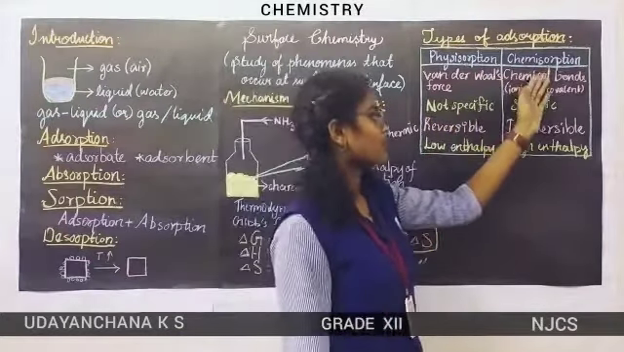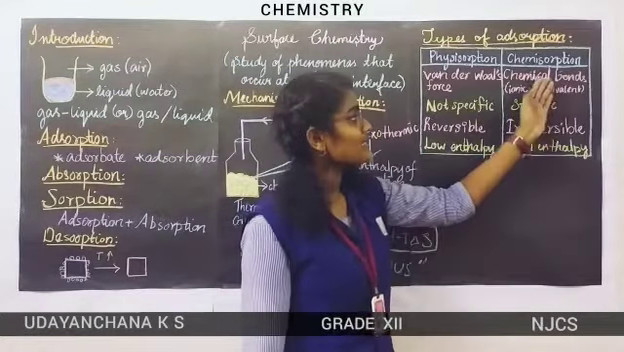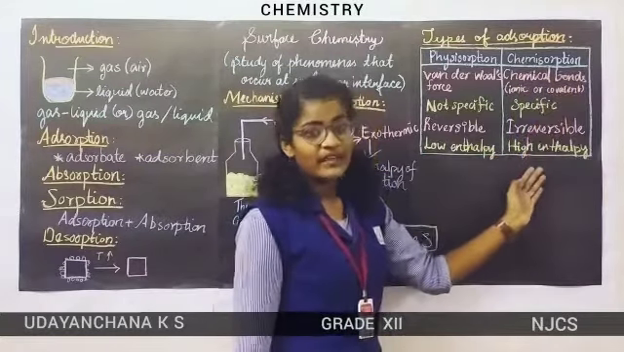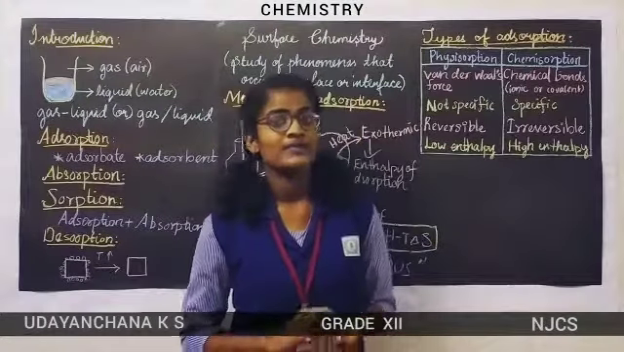Then, chemisorption. We know that it takes place when the temperature is high. Here, as a chemical bond is involved, the enthalpy is very high. That is around 80 to 240 kilojoule per mole. Now, let's move on to the next topic.